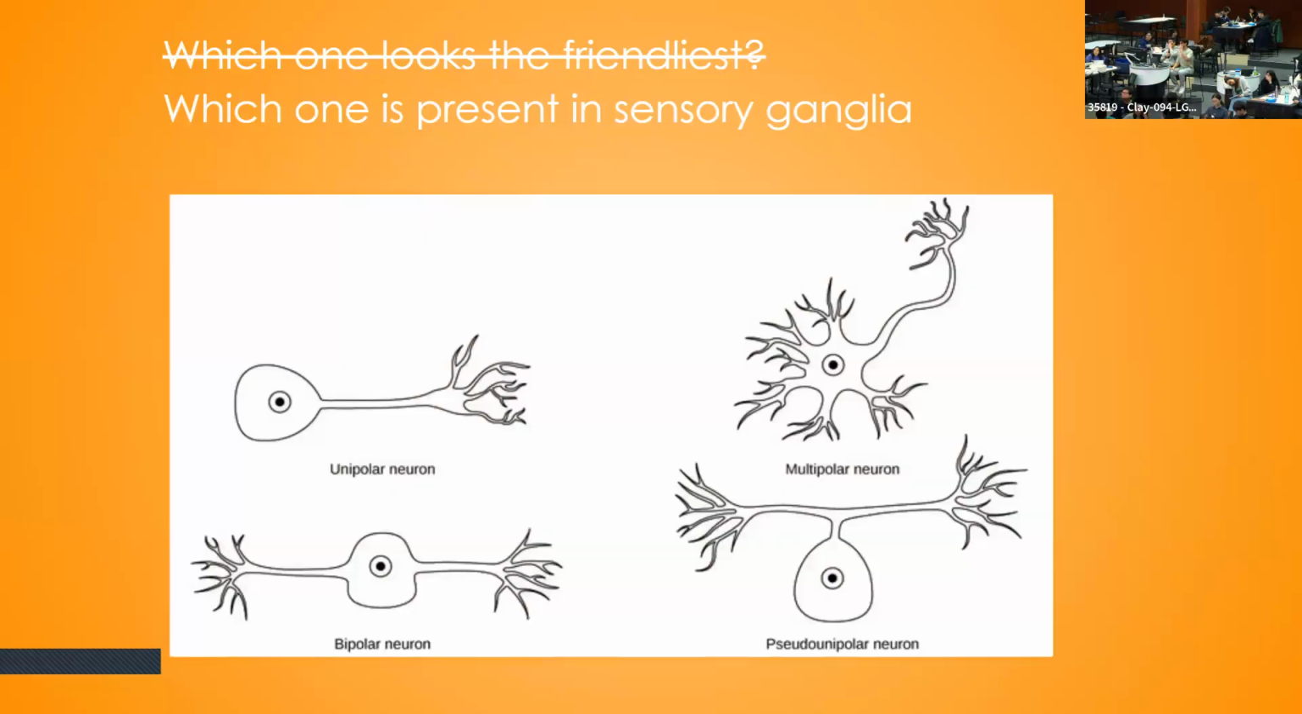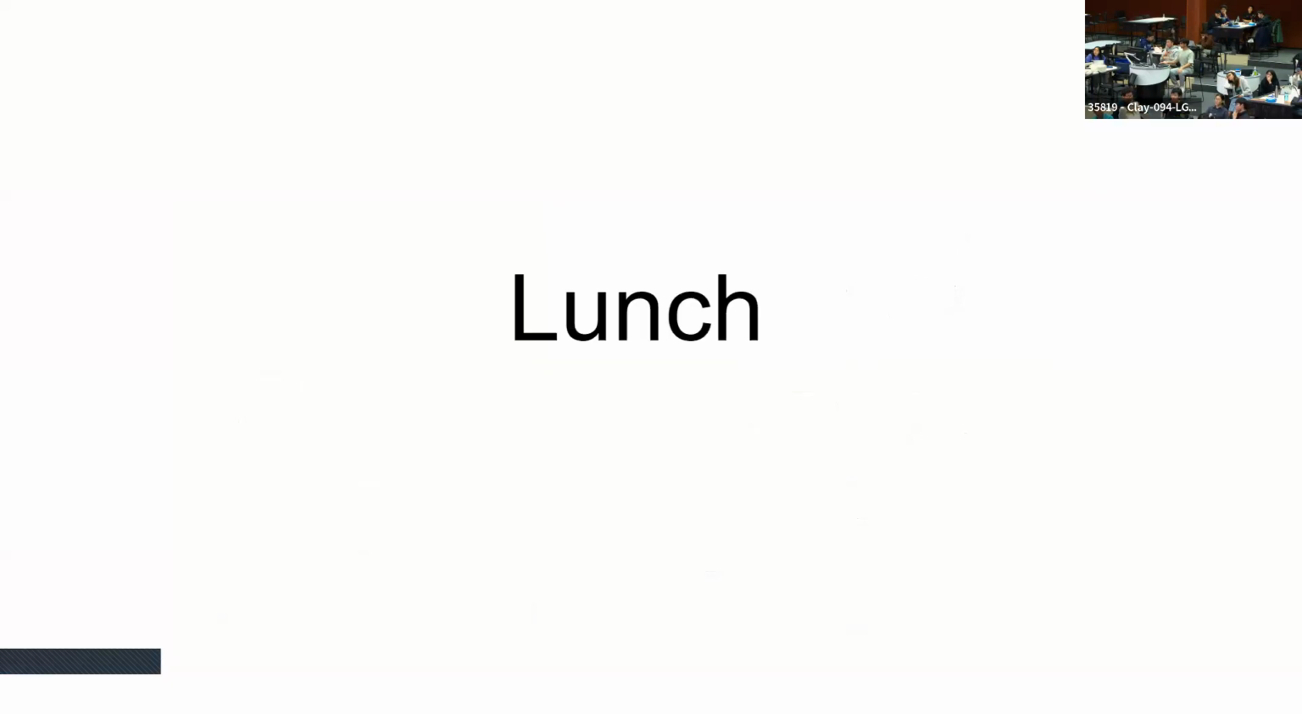All right, so this one: which one is present in the sensory ganglia? The answer for this is the bottom right. So your pseudounipolar neurons are present in your sensory ganglia.